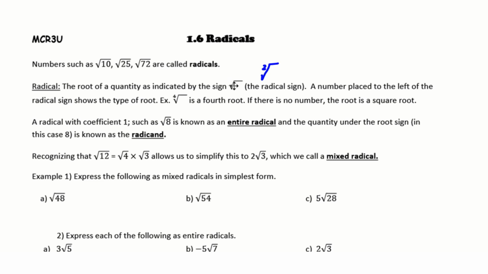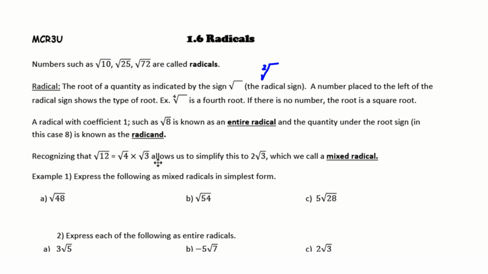It's a square root. And you could see other numbers in front of this radical sign. If it's 4, then it's the fourth root. If there's no number, it's a square root. A radical with coefficient 1, such as square root 8, is known as an entire radical, and the quantity under the root sign is called the radicand. So 8 is the radicand, and the whole thing is an entire radical.